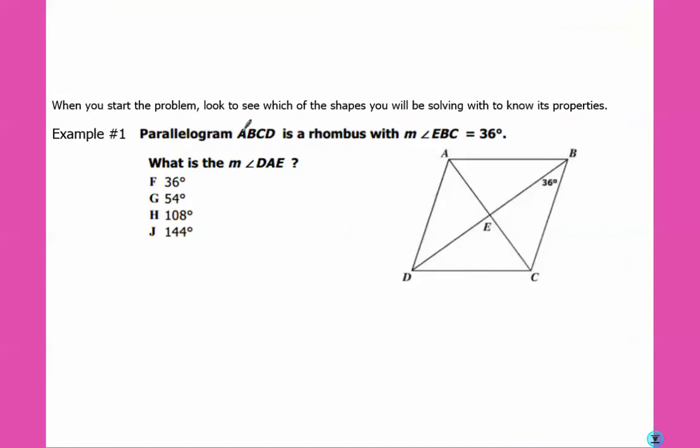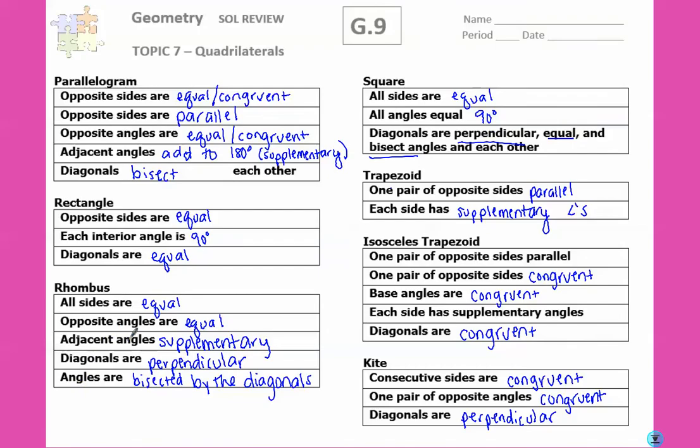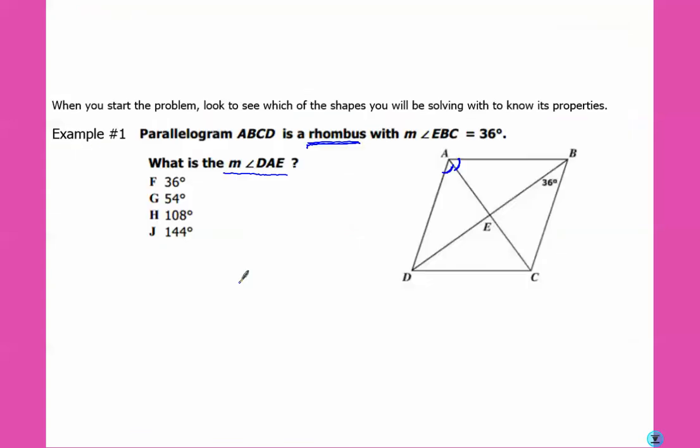A parallelogram ABCD is a rhombus with the measure of angle EBC equaling 36 degrees. What is the measure of angle DAE? So DAE, that is this angle right here that we're looking for. Now, we know that DAE and EAB have to be the same measure because our property told us that the angles are bisected by the diagonal, so each piece is equal. That also helps us over here because if this is 36, this is 36.